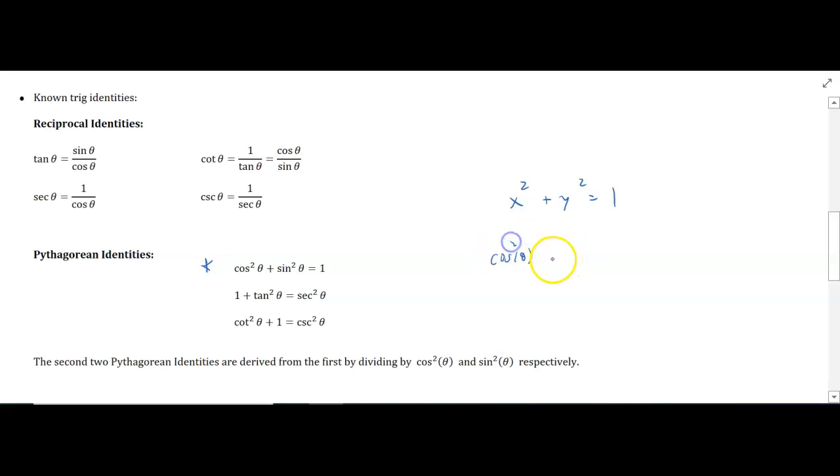So let's just do one of those for this recording. So we have cosine of theta squared plus sine of theta squared is equal to 1. Now we'll derive the second one. What we're going to do is divide both sides by cosine of theta squared, and we have to distribute that division to each term on each side of the equation.